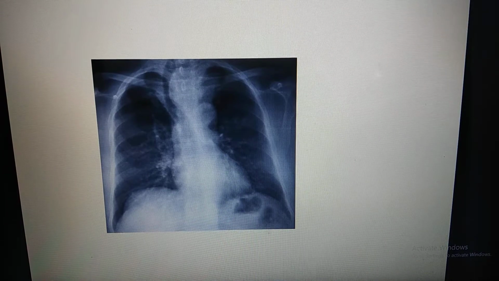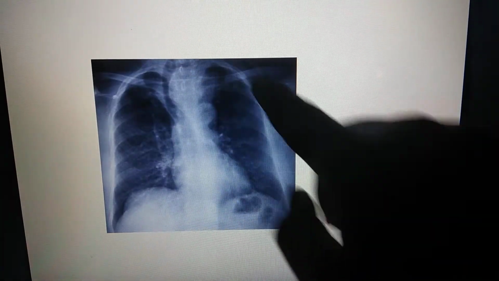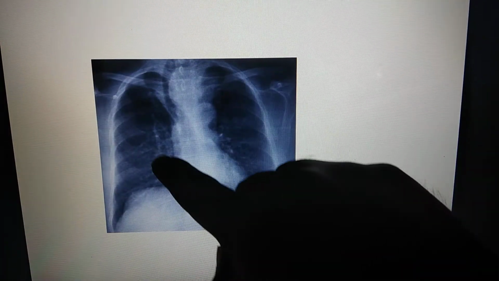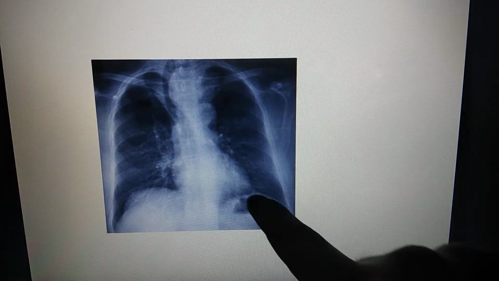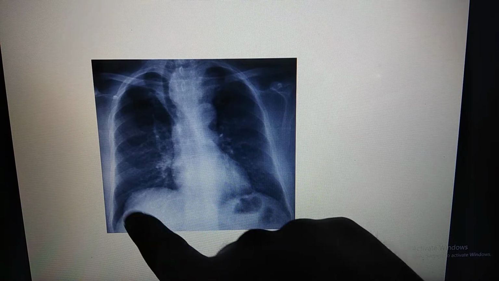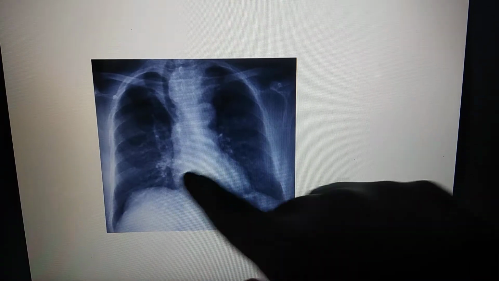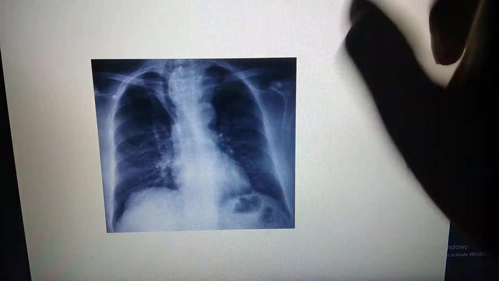Okay, another x-ray. Again, this is the clavicle. This is the lungs. What do you see here? This white is your blood vessels. This is the air in the stomach. There is no air here. This is the heart shadow. Okay, I'll tell you about that after.